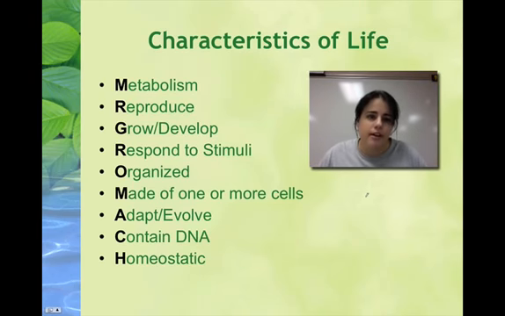So, characteristics of life, there's 9 of them. Remember Mr. Gromack: metabolism, reproduction, growth and development, response to stimuli. They're organized, made of cells, they can adapt and evolve, contain DNA, and they can maintain homeostasis. That's what makes things living.